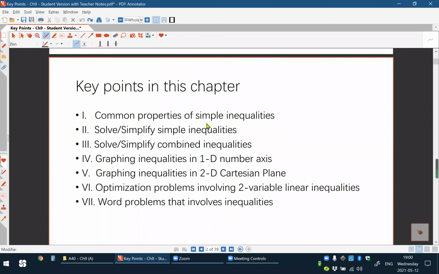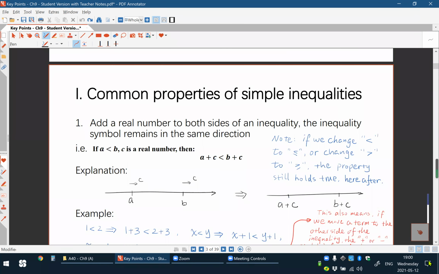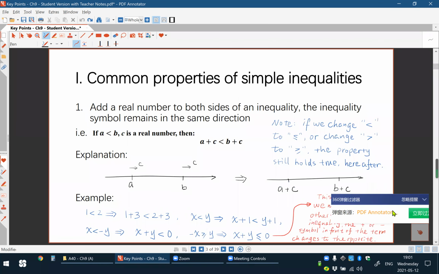Together. Okay, actually there are 7 parts in this chapter. Let's go over them one by one. First part is some common properties of simple inequalities. For each of the properties, first I'll list the property itself, followed by some explanation or a proof. And then I'll give you some examples to help you understand, okay? These are the fundamental knowledge we need to solve simple inequalities.